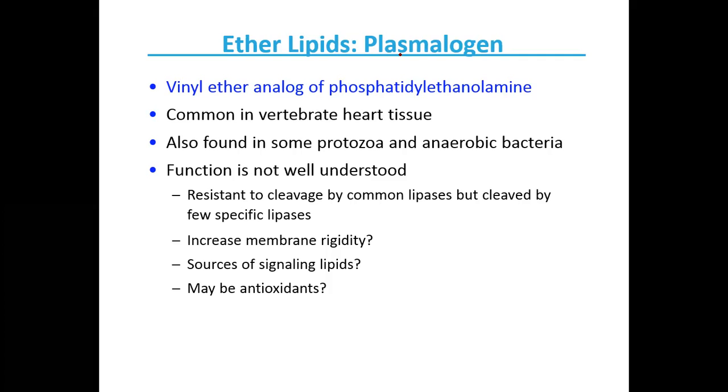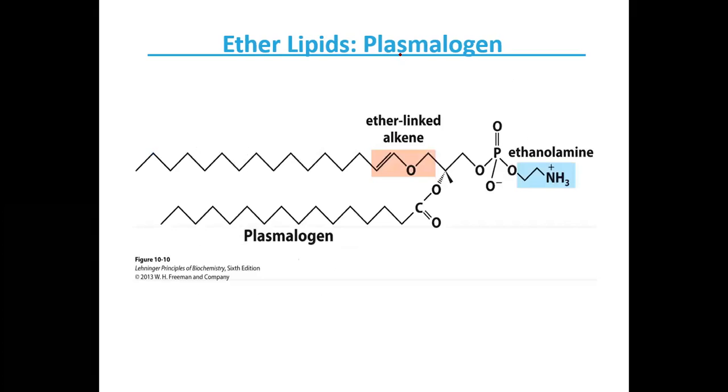What is its proper function? It may be involved in increasing membrane rigidity. It may be involved as a source of signaling lipids. It may be involved as antioxidants. This is the structure of the plasmalogen, where the ethanolamine is attached. In such kinds of lipids, at one position there may be an ether linkage instead of an ester linkage, and at another position an ester linkage instead of an ether linkage.